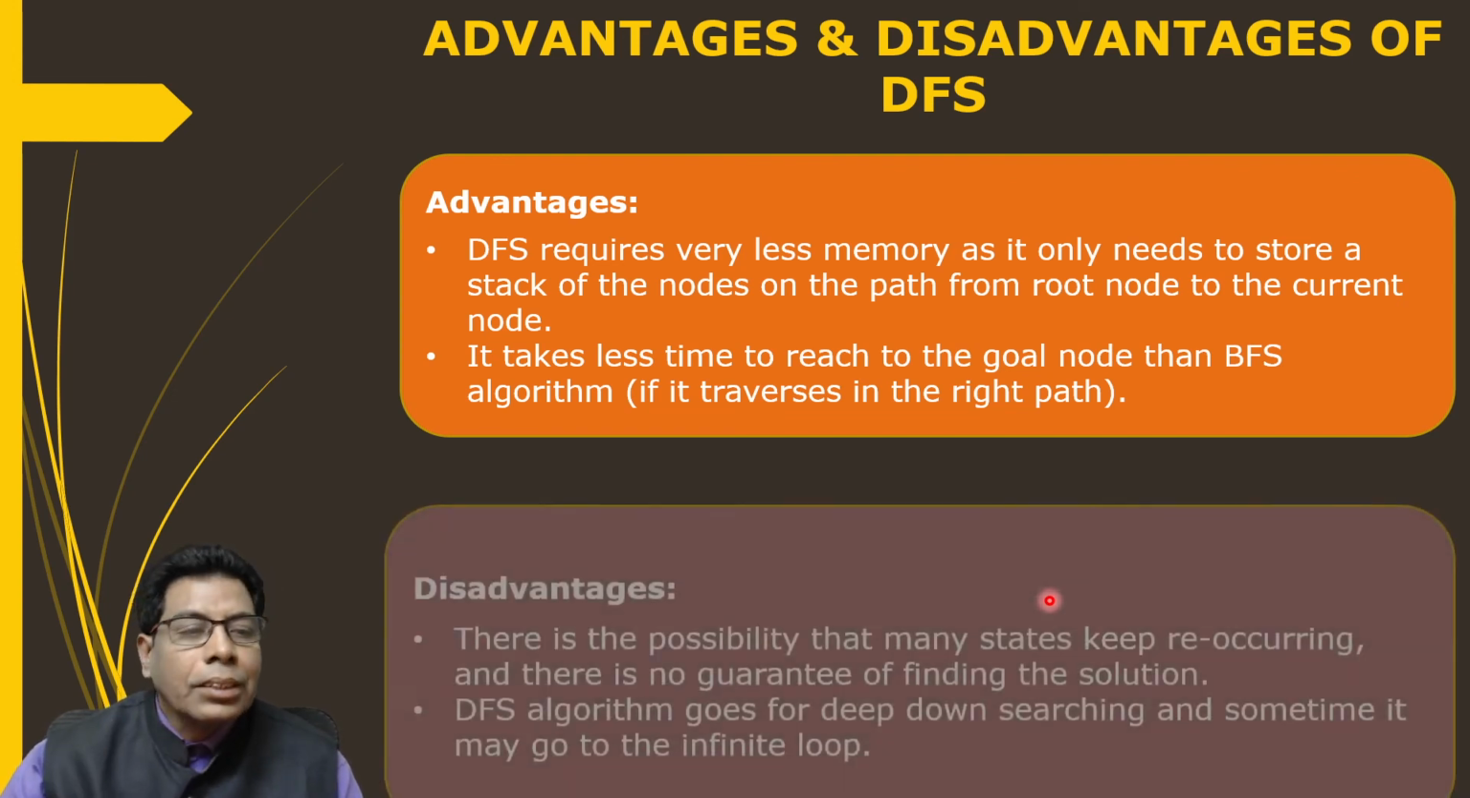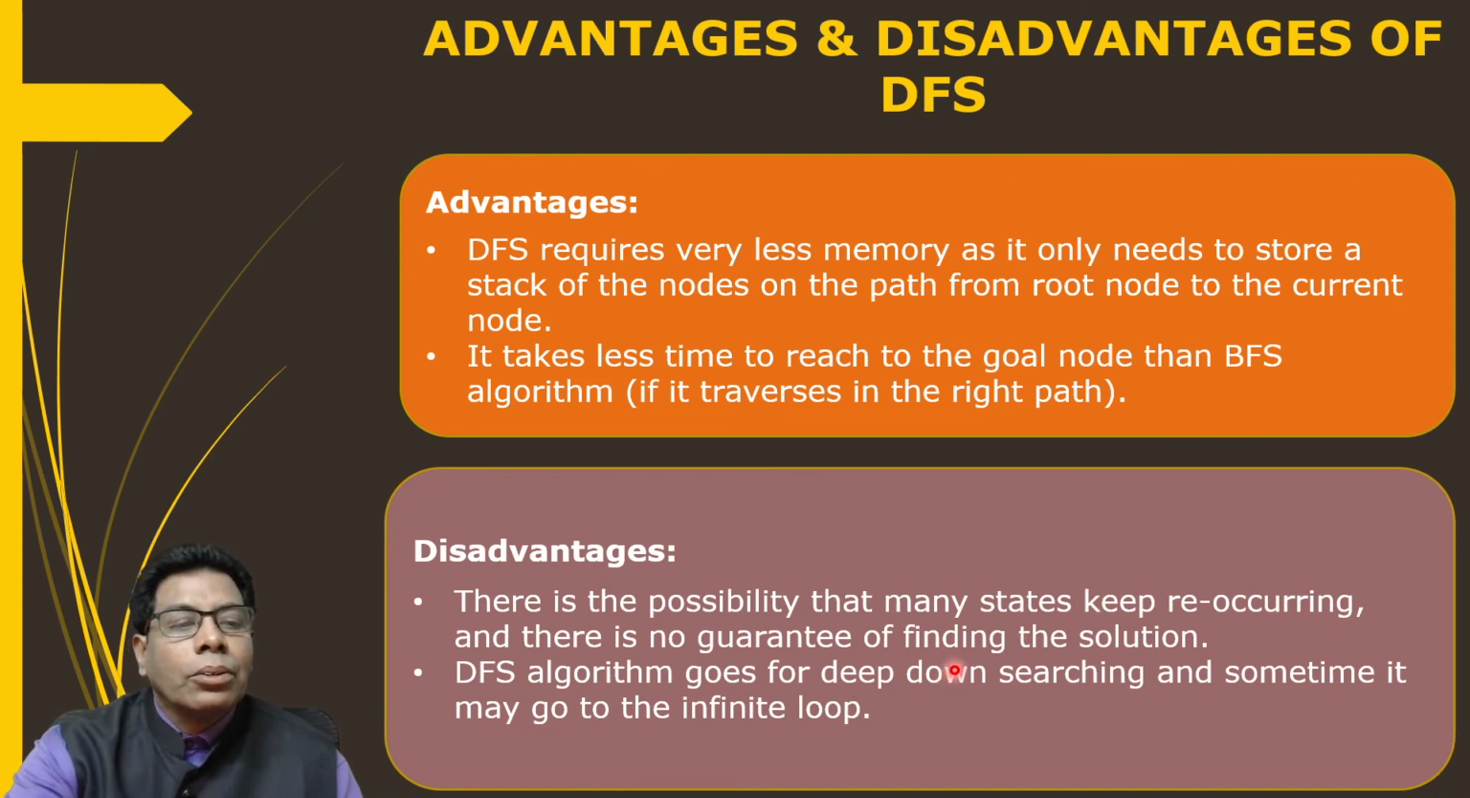And the next is the disadvantage. There is a possibility that many states keep reoccurring and there is no guarantee of finding the solution. If there are a number of loops, there is no guarantee of finding the solution in case of a search tree. And the DFS algorithm goes for deep down searching, and sometimes it may go into an infinite loop. This is the main disadvantage of the DFS algorithm.